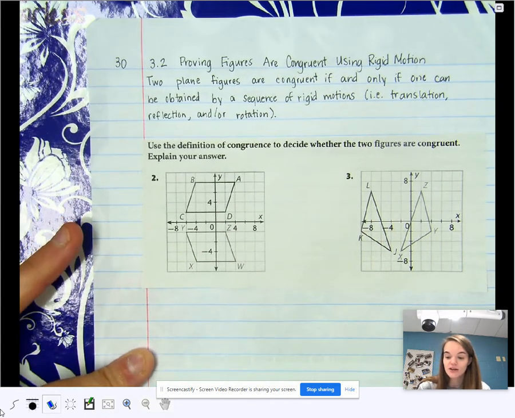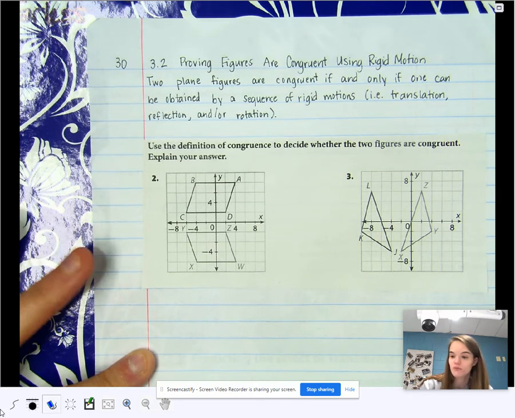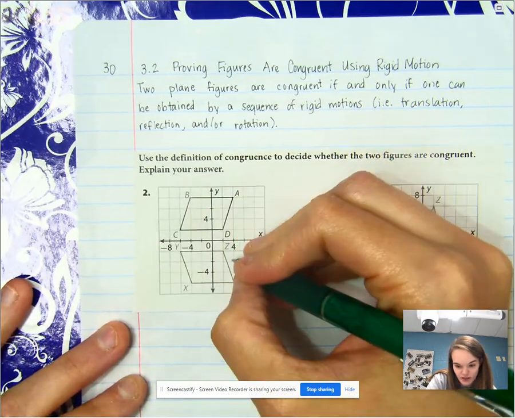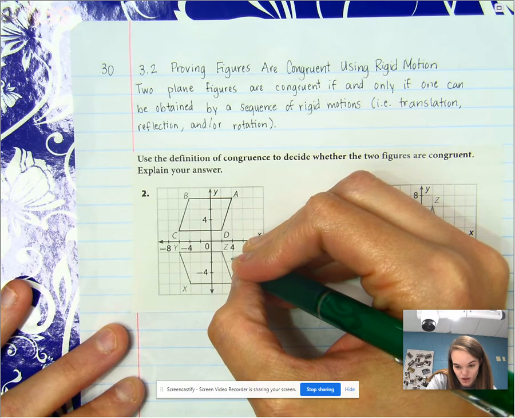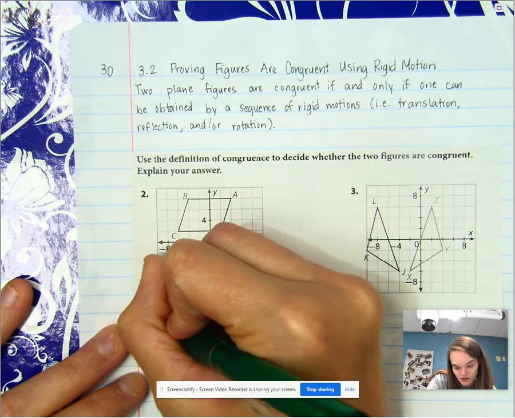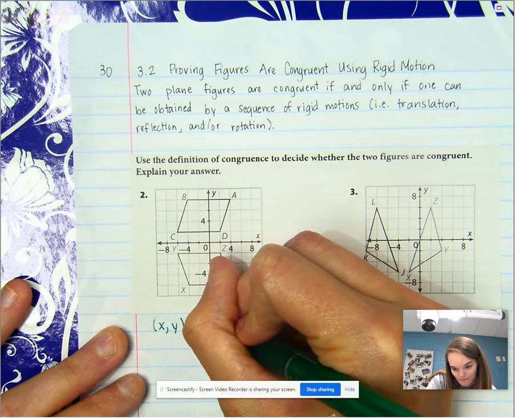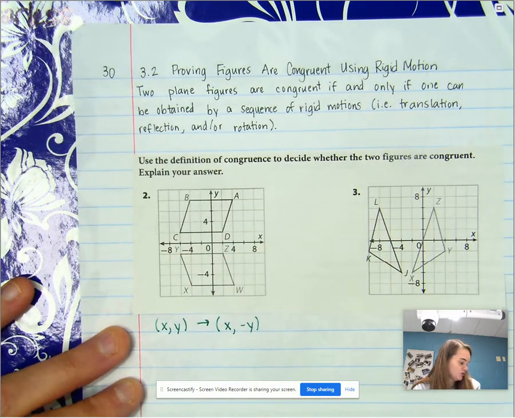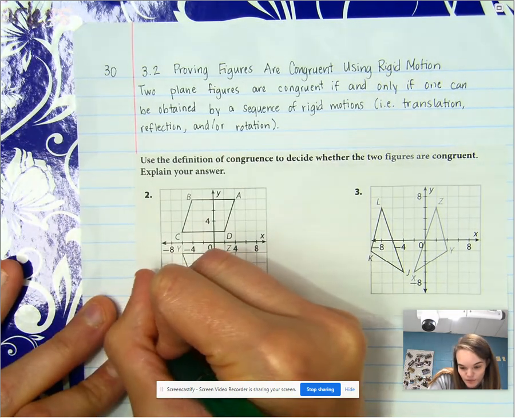To me, it looks like there is a way. It looks like we can actually do it in one step. I'm thinking that it looks like it is a reflection across the x-axis. So I'm thinking it's that x comma y maps to x comma negative y. Now I didn't ask for the rule, so that's not the answer, but that's what it looks like happened.